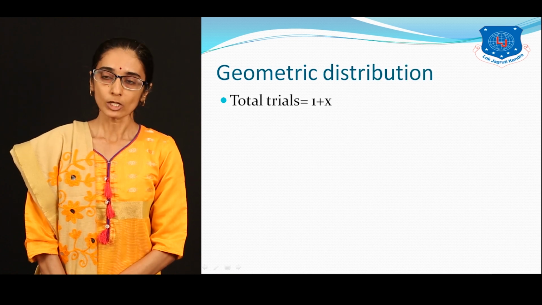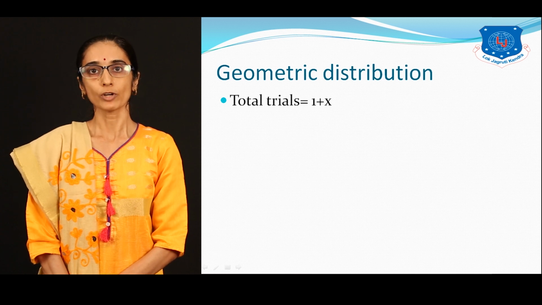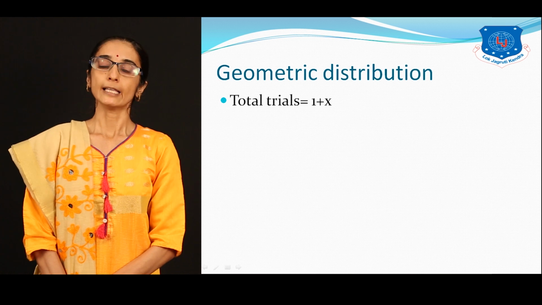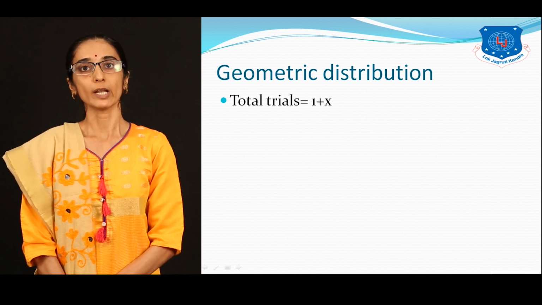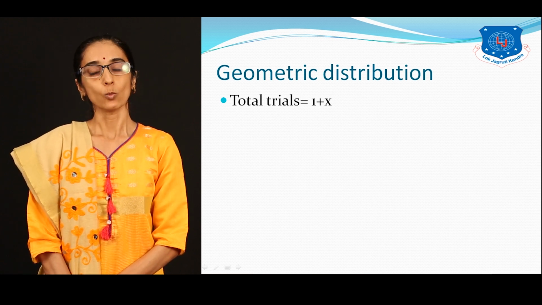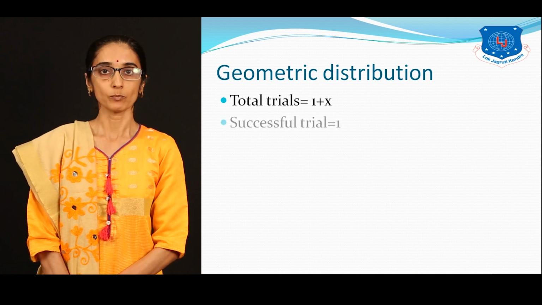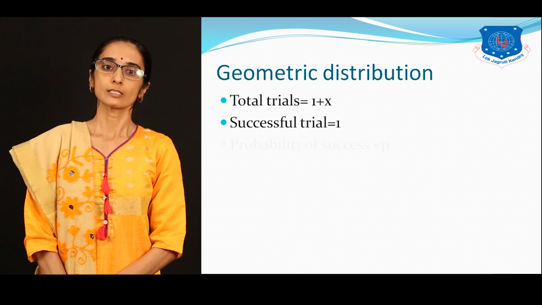Now, in negative binomial distribution, we are concerned about total n trials. But if we assume the first success, then negative binomial distribution is converted to geometric distribution. So here the total trials will be 1 plus x. We are concerned about successful trial. It must be equal to 1.